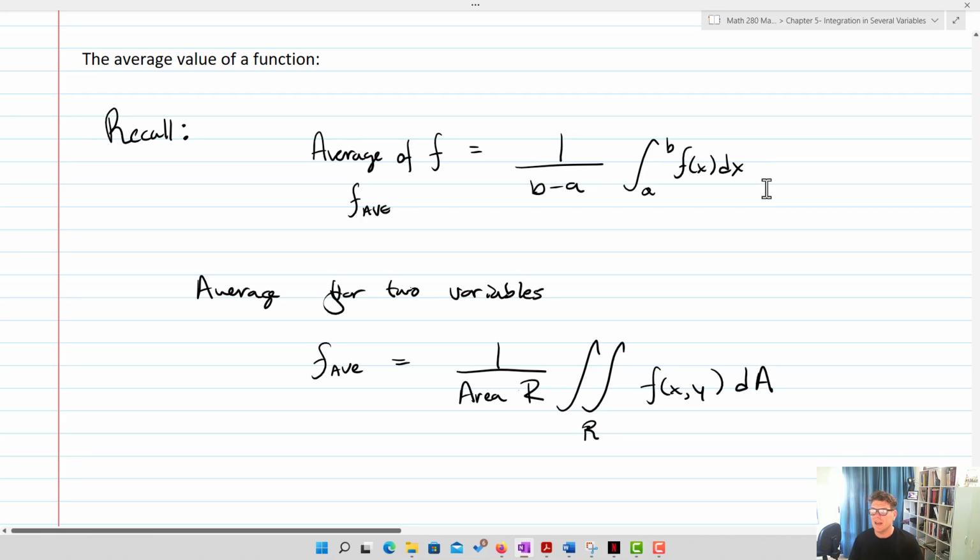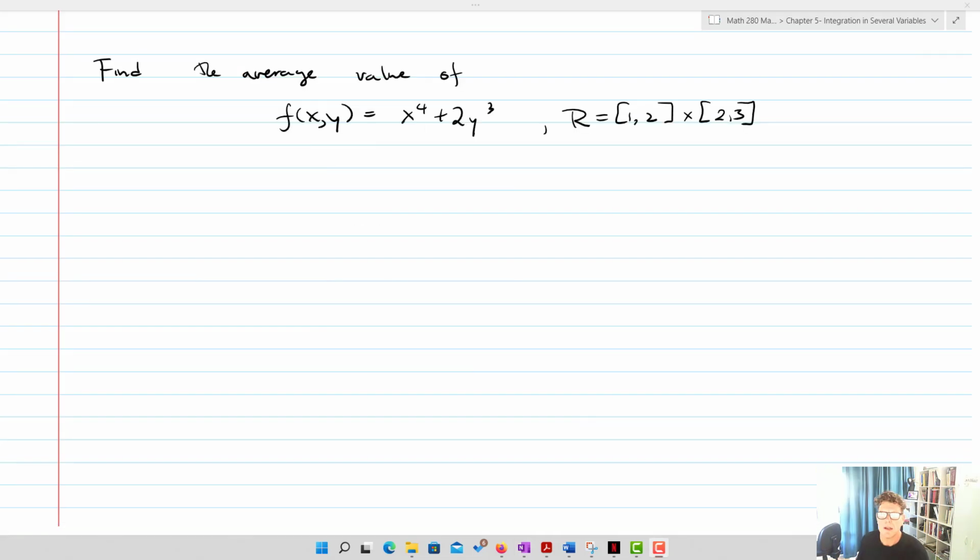Essentially, this is the exact same process as finding the average value of a function, but instead we're going to divide out by the area and we're going to take the double integral. Okay? So let's take a look at an example. Let's say we want to find the average value of f of xy equal to x to the fourth plus 2y cubed on the region R from 1 to 2 cross 2 to 3.